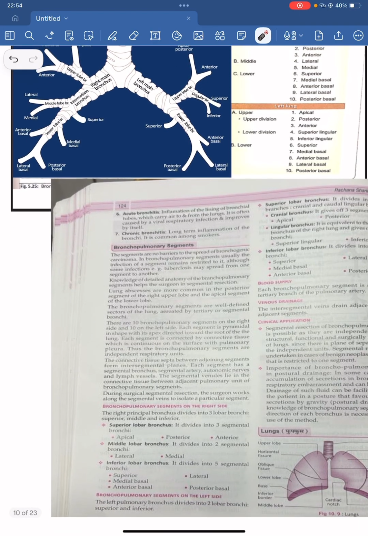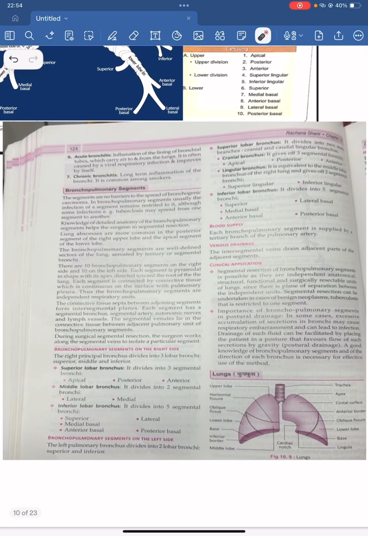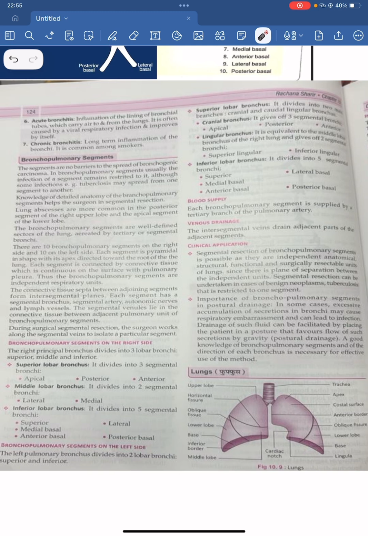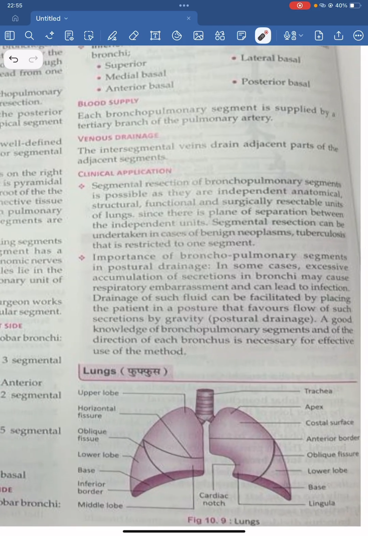The blood supply of the bronchopulmonary segment is by a tertiary branch of the pulmonary artery. You can see the tertiary branch of the pulmonary artery going to supply it. In the venous drainage, intersegmental veins drain adjacent parts of the adjacent segments. So the clinical applications are most important.